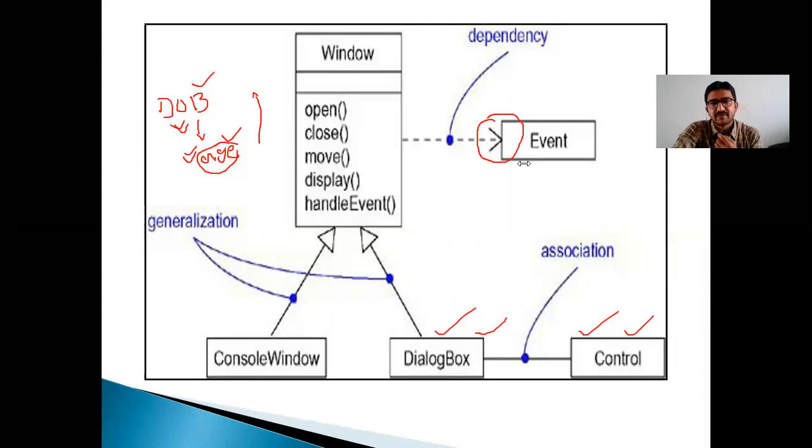Association is also one type of dependency. It is dependable only, but the changes will be done both ways. But in the dependency, it is only one-way direction. So that's why it is an arrow with a dashed directed line. Association is a solid line. So that's the difference.